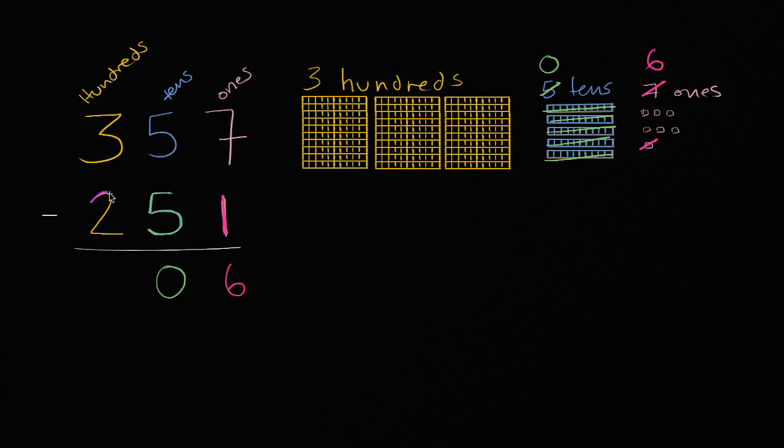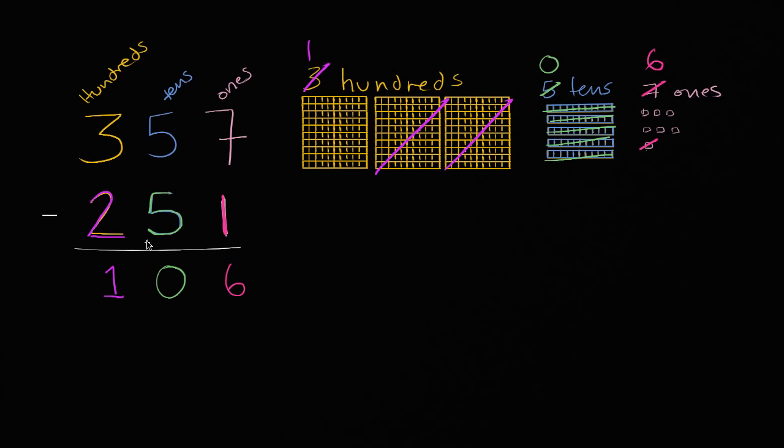And then finally, we started with 300s, but we want to take away 2 of them. We want to take away 2 of the hundreds. So let's do that. Let's take away 100 and 200. And we're just going to be left with this 100 right over here. 3 hundreds minus 2 hundreds is 100.